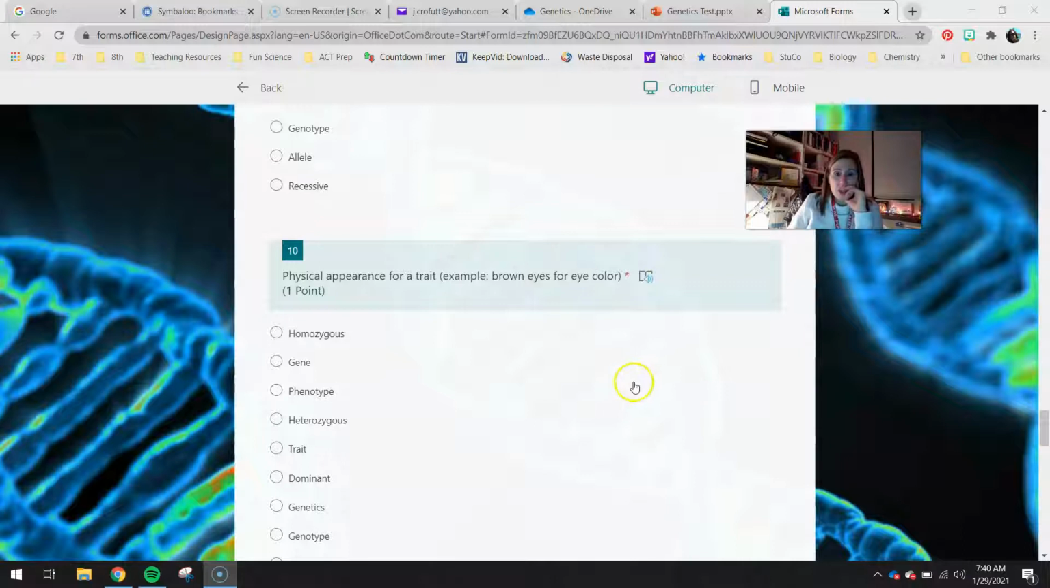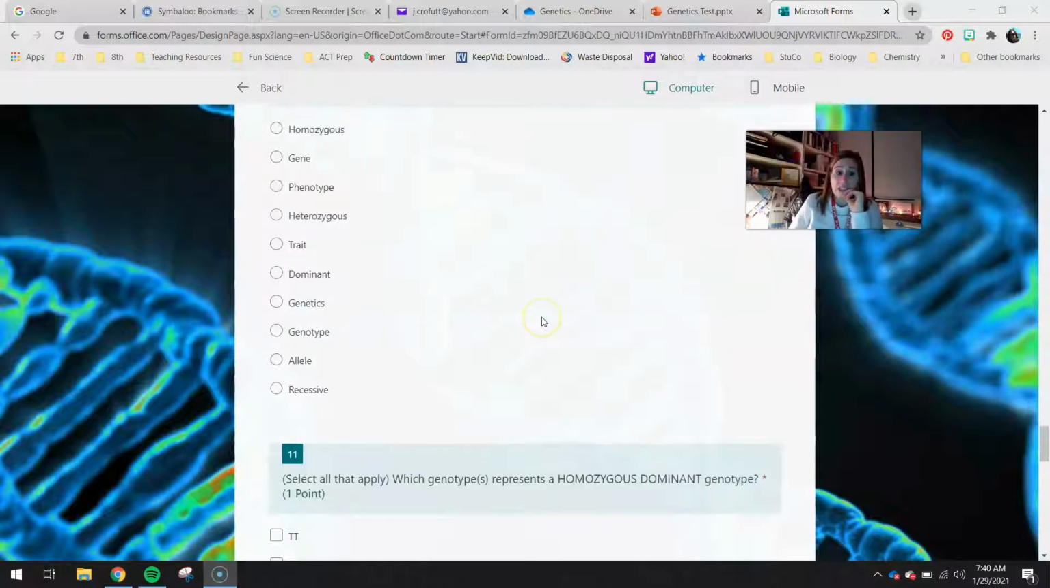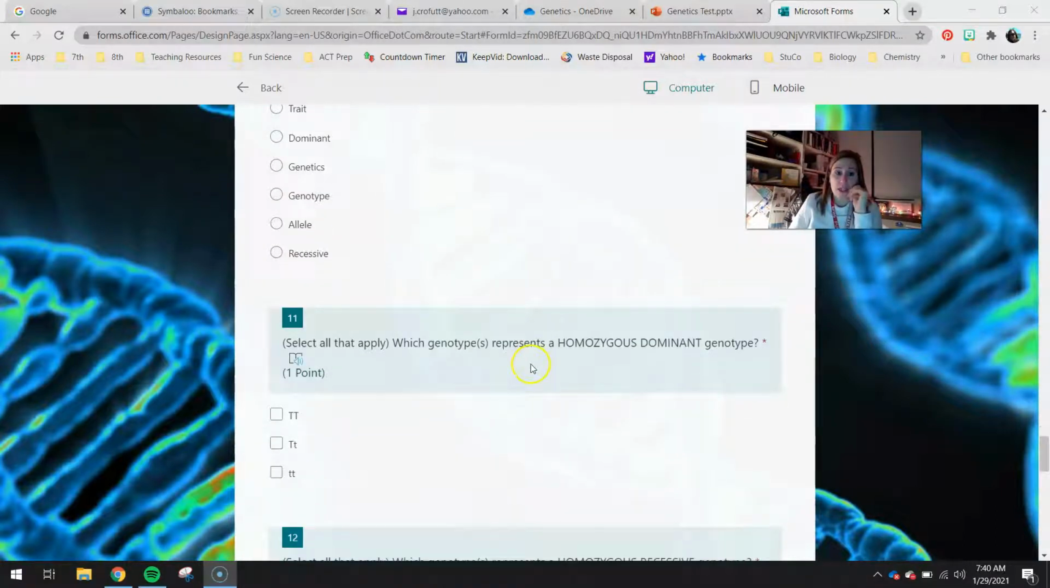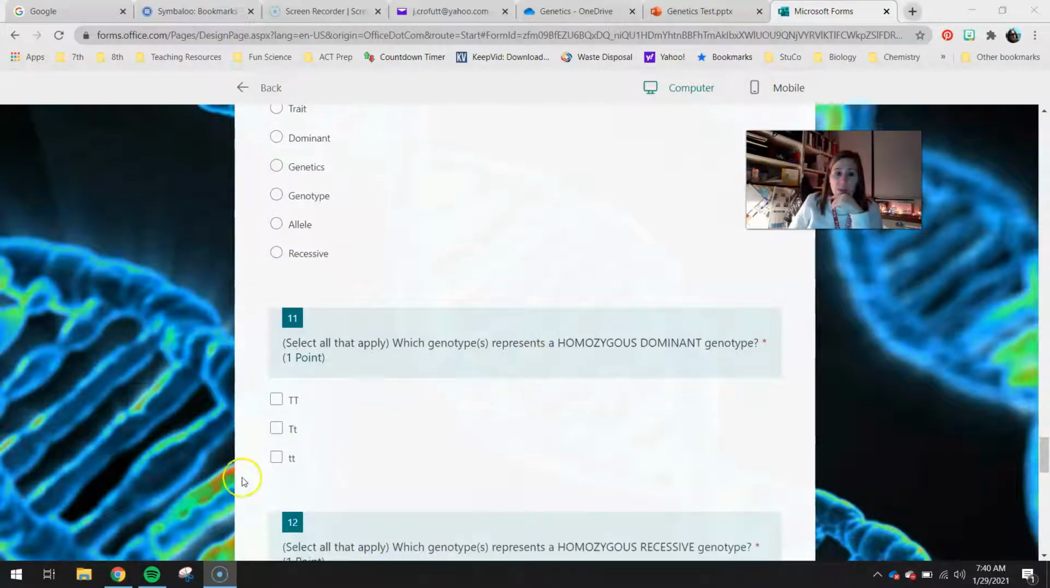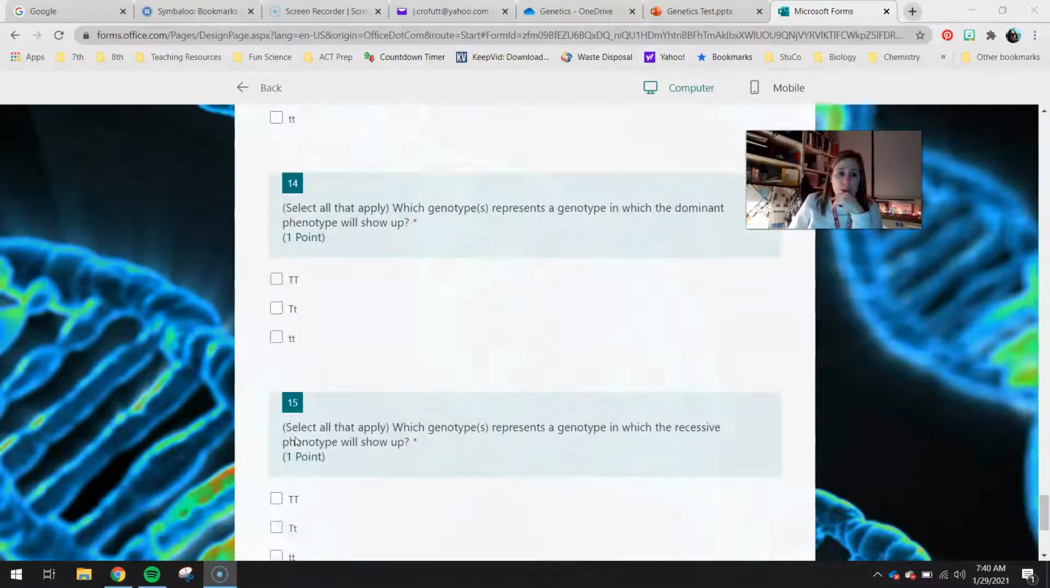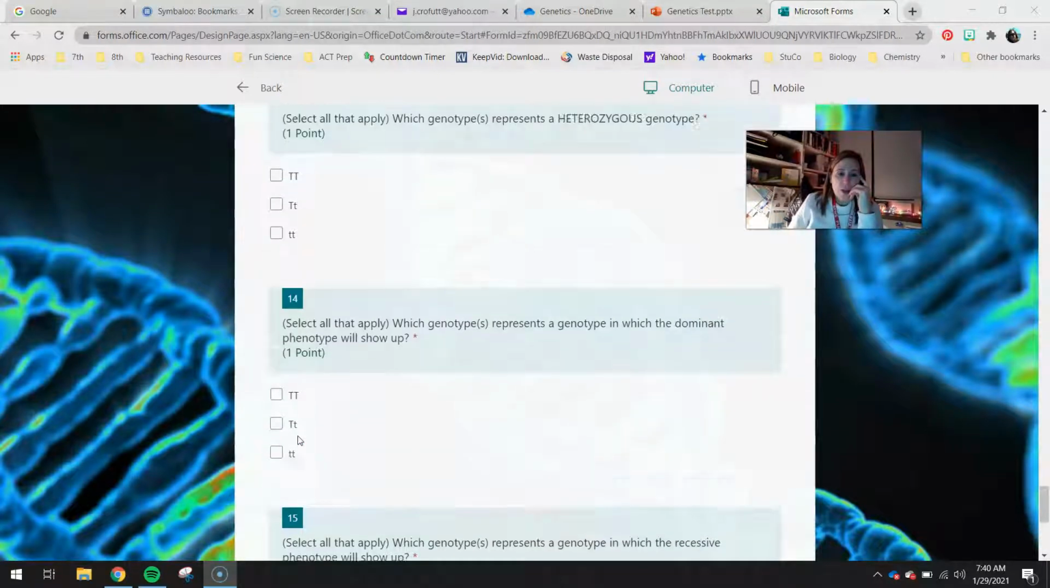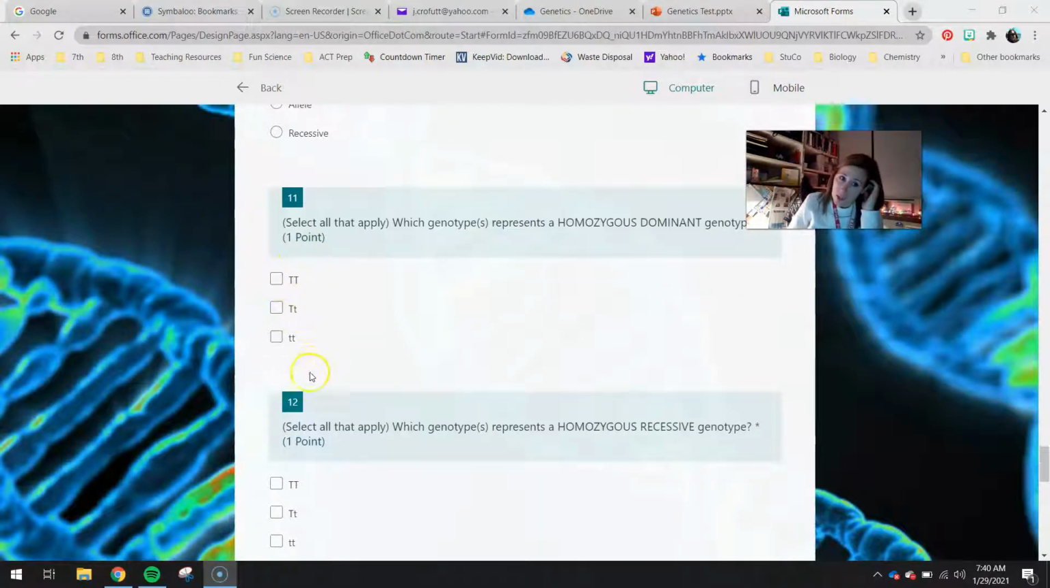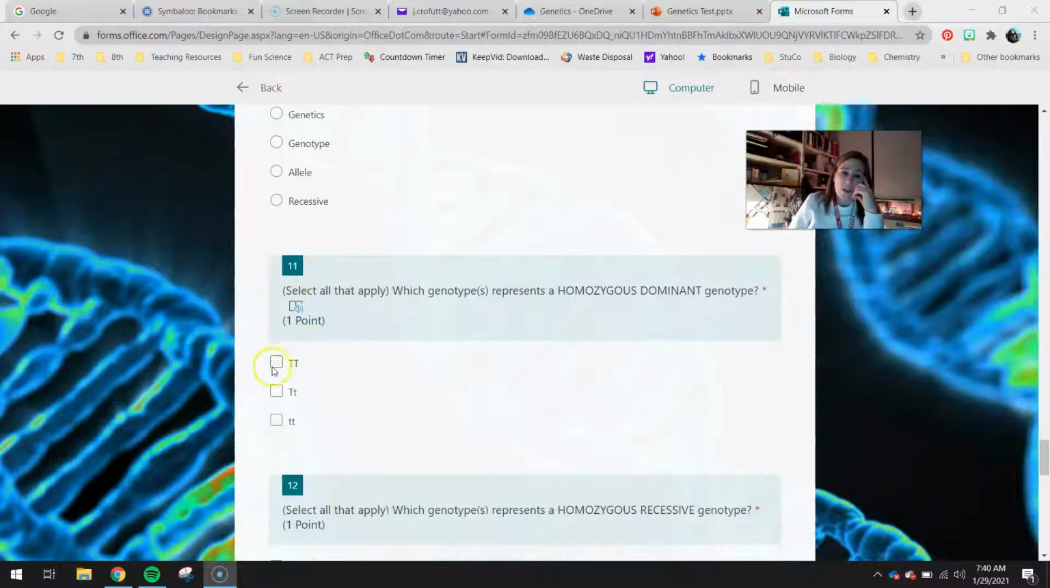Physical appearance for a trait. So maybe for eye color, you could see brown eyes, or blue eyes, or green eyes, or hazel eyes. Okay, those are all the options for a trait. Which genotype or genotypes? For these next 5, you will select all that apply. Okay, so we have 3 different genotypes written there. You're going to select all that fit this description.